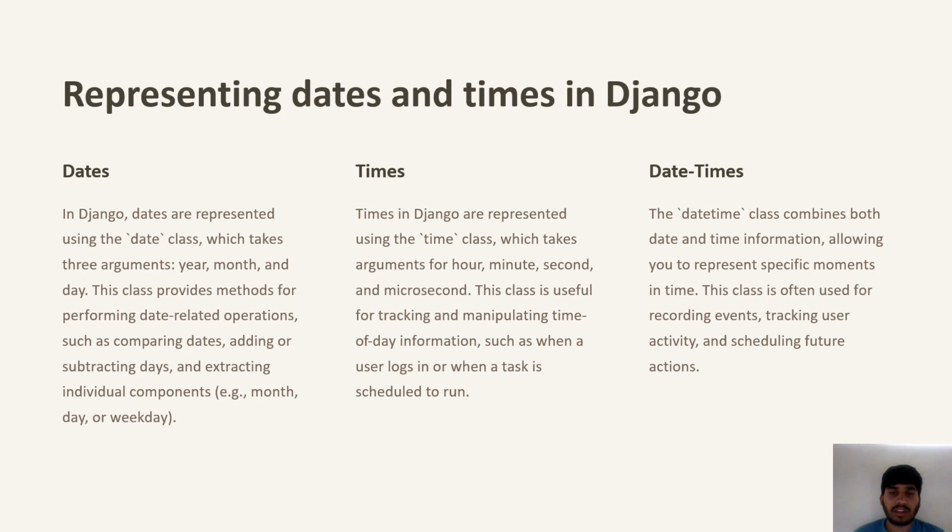Times. Times in Django are represented using the time class, which takes arguments for hour, minute, second, and microsecond. This class is useful for tracking and manipulating time-of-day information, such as when a user logs in or when a task is scheduled to run. Datetimes. The datetime class combines both date and time information, allowing you to represent specific moments in time. This class is often used for recording events, tracking user activity, and scheduling future actions.